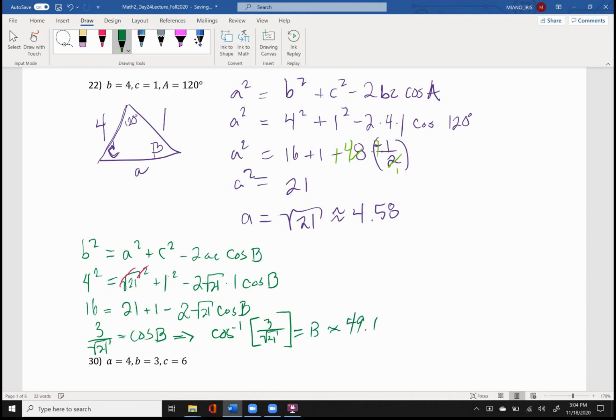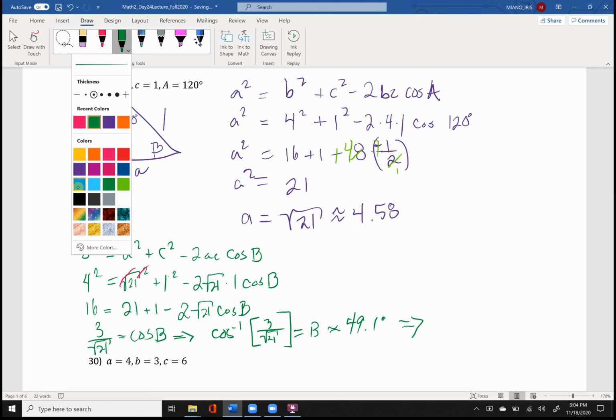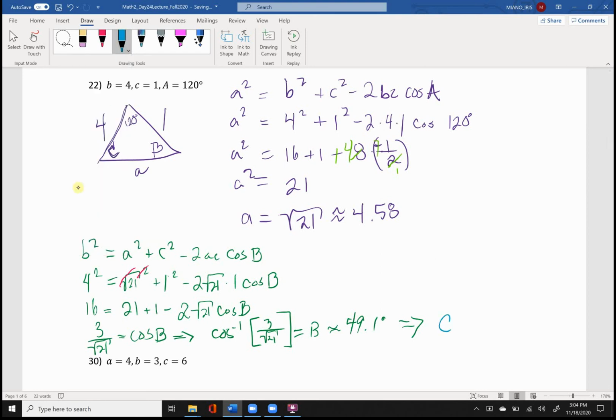49.1 degrees. Okay, so if this is 49.1 degrees, then we just take the 49.1, the 120, and we subtract both of those from 180, and that will glean for us that C equals 10.9 degrees. And that's a wrap on that one.